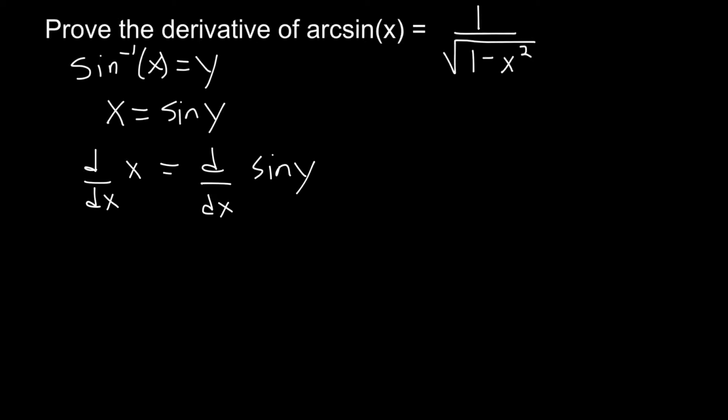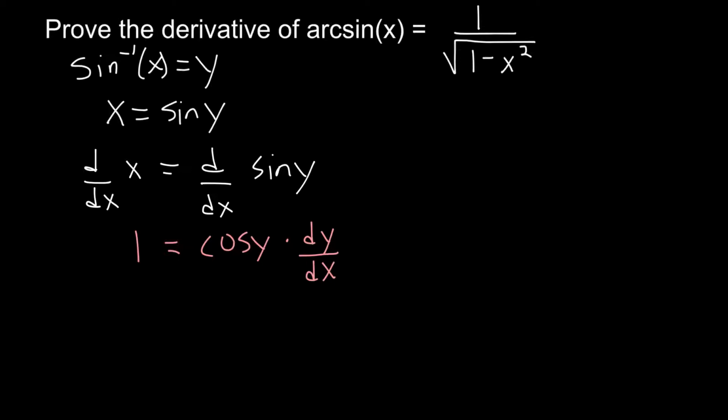Now the left-hand side, the derivative of x with respect to x, is simply 1. And on the right-hand side, the derivative of sine y is cos y times the derivative of y with respect to x. That's using implicit differentiation or chain rule.